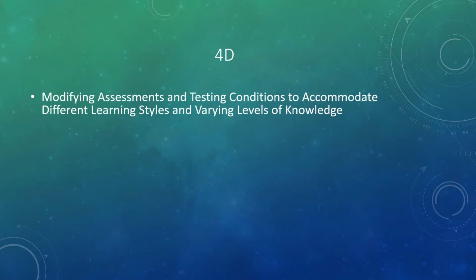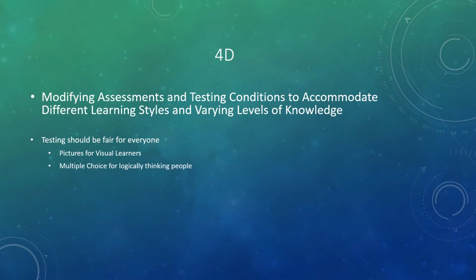4D involves modifying assessments and testing conditions to accommodate different learning styles and varying levels of knowledge. Testing should be fair for everyone. Good assessments usually involve pictures for visual learners, multiple choice questions for logical people, and also oral and written parts for those who are very good at speaking and writing.